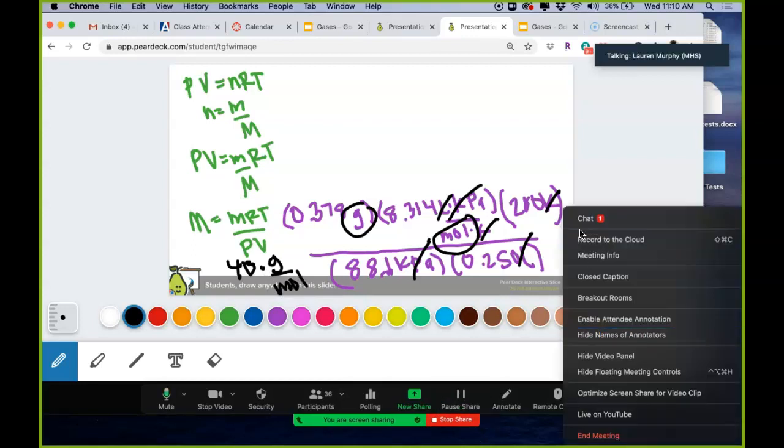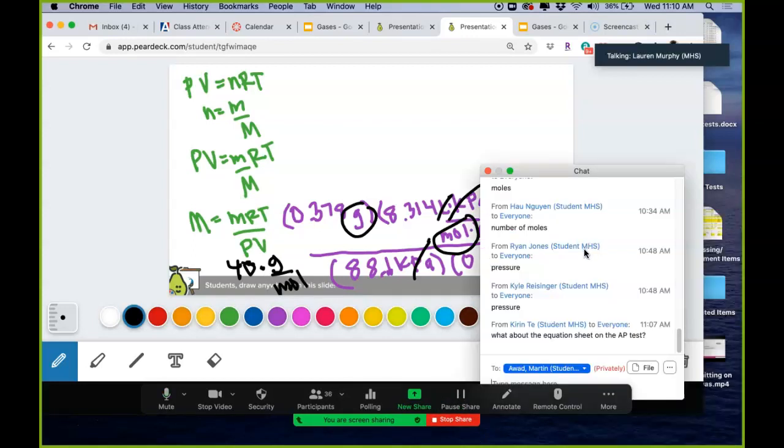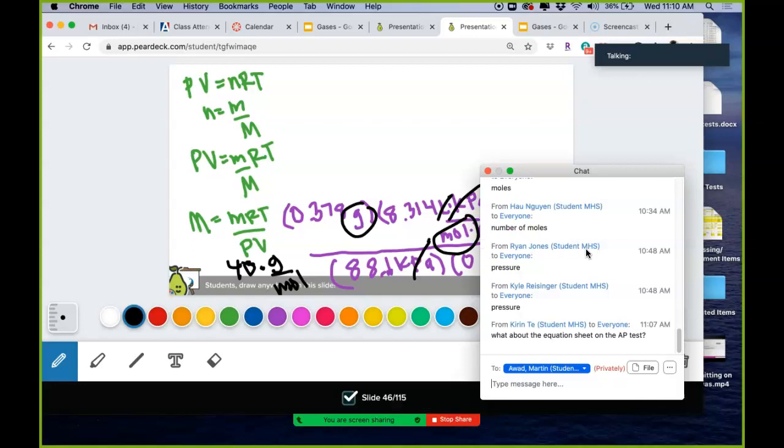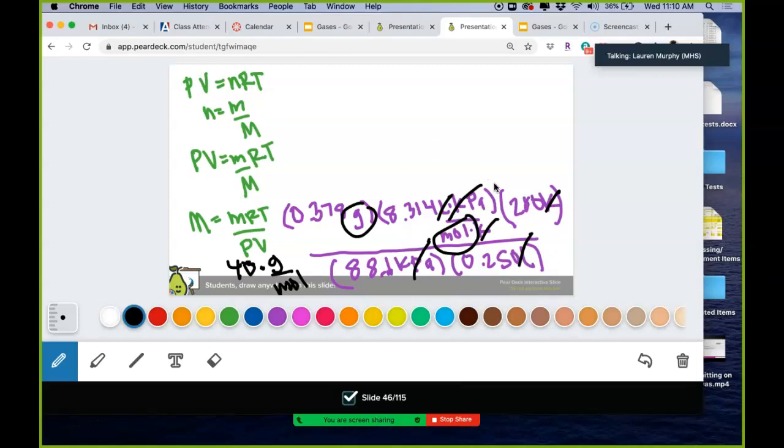Okay, so that's one of the ways to do it. You get the equation sheet on the AP test also. You get it on the equation sheet and the periodic table on the AP test and on all of my tests as well. So this was the equation manipulation way to do it, where you use PV = nRT and the moles equation, plug back in, just solve straight out.